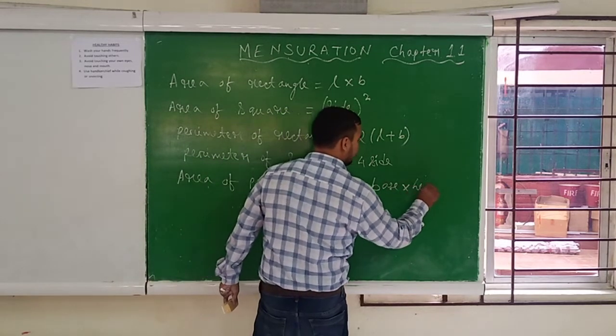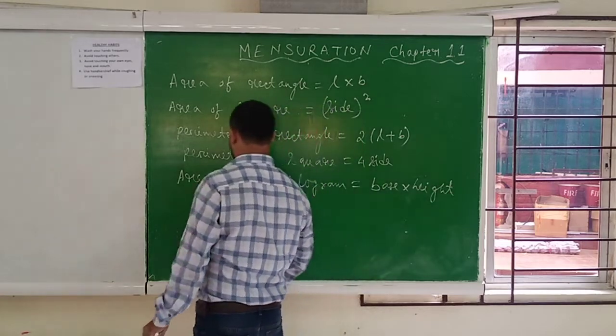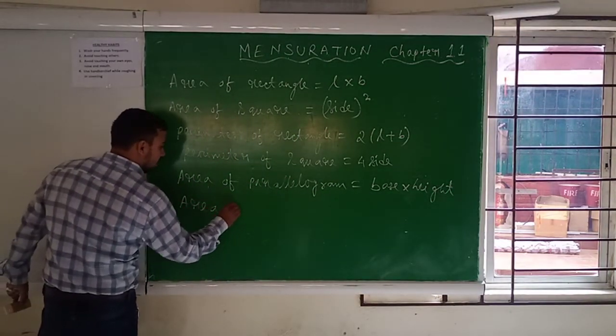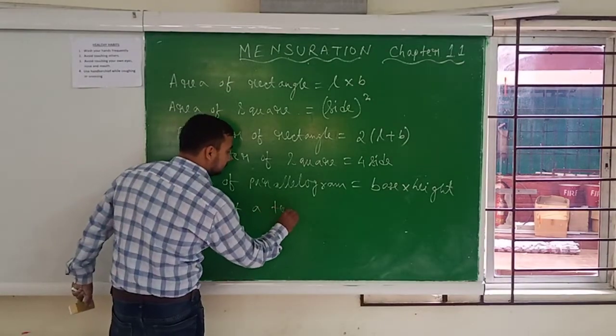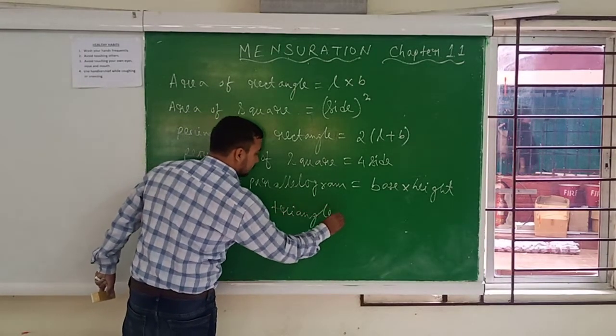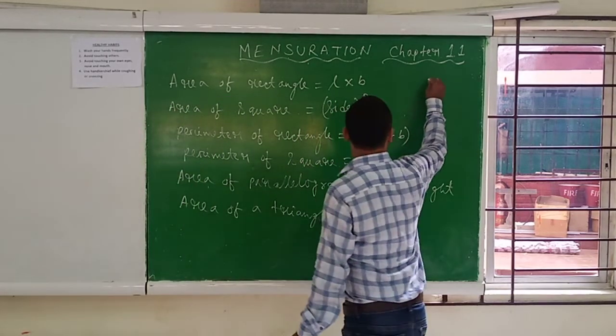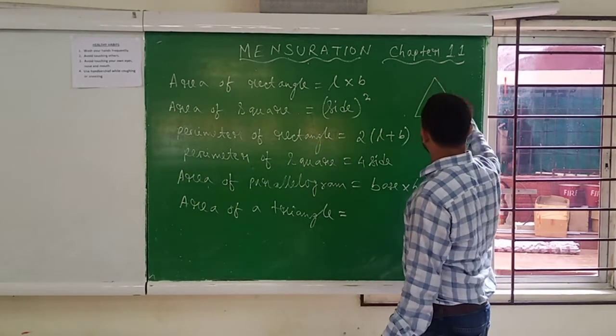Base into height. Then next is the area of a triangle. So area of a triangle. Now you know the triangle. So this is a triangle.